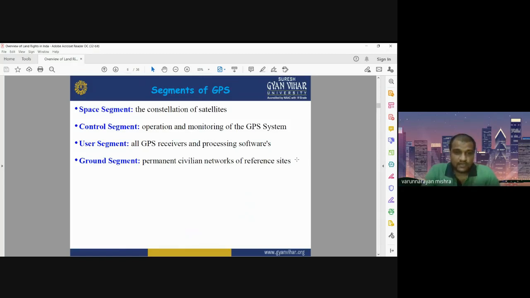These kinds of constellations of satellites, these kinds of networks of satellites, are available for different countries. So GPS was the start of this kind of technique. Most of the time we use the term GPS, but technically, when we talk about GPS, we are talking about the network of satellites governed by the USA. Now we will discuss one by one the different segments of GPS.